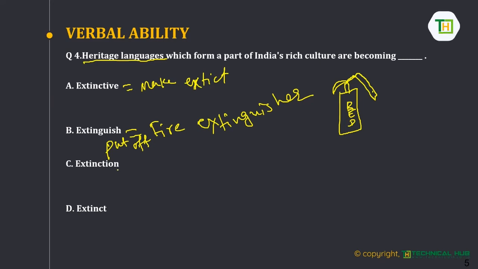Extinction is also one of the forms of this "extinct". The word is the same, but the forms are different. That's it. So yes, the older languages are about to go extinct. That means they are going to disappear in future.